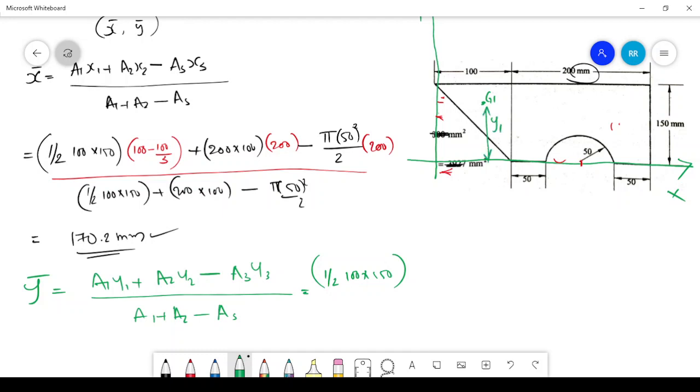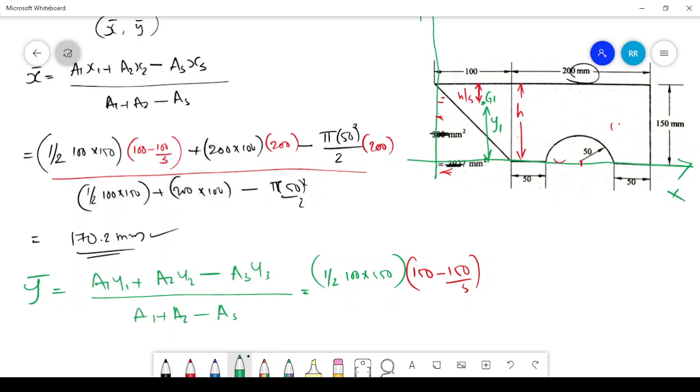Okay, this distance will be y1, but I don't know the distance of y1, but we have already learned that this value will be h by 3. I know that the position of the centroid of a triangle, if this is the h value, then this distance will be h by 3. So y1 will be the entire h minus this h by 3. The entire h is 150 minus 150 by 3, right?